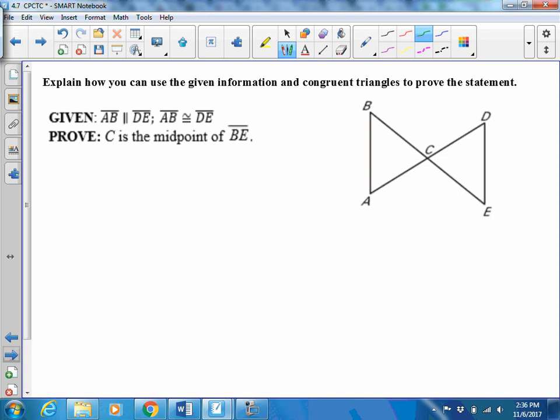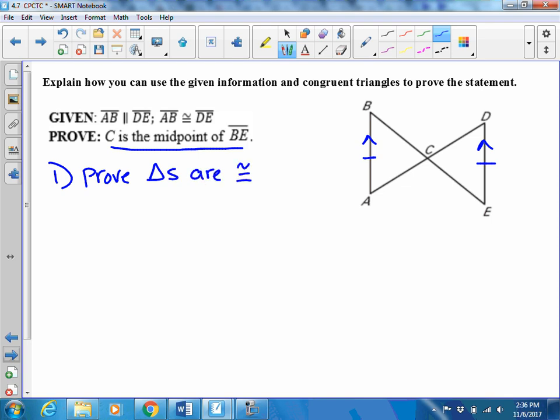So with this first example, let's mark our congruent parts. Let's mark AB is parallel to DE, so put your markings on there. Let's show that AB is congruent to DE in the given. Now I'm trying to show that C is the midpoint of BE. Before I can do that, I have to, number one, prove the triangles are congruent. So we're going to informally do that by just marking and noticing things.